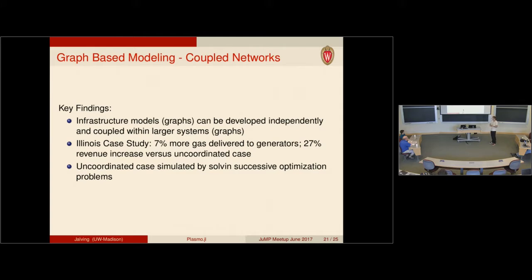If you need to introduce a different level of coupling, you just need to define a new graph, and then you can define the link constraints within that graph. We did an Illinois case study, of course, and found coupling the 2 systems opens a feasible space, and you can find, in this case, the gas generators act as dispatchable loads to the gas operator. So you get more gas delivered, you get higher revenue. That was compared to the uncoordinated case, which I'll cover probably in 2 slides here, and how we really do that.